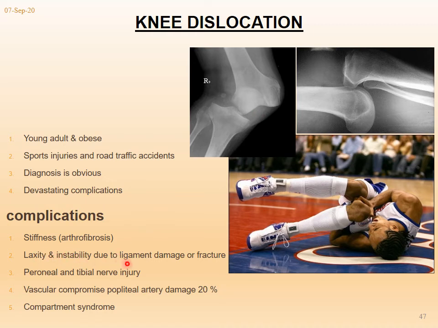Laxity or instability due to ligament injury, because when the knee dislocates, the anterior cruciate and medial and lateral collateral ligaments become torn, and they produce instability. The patient will complain that when he walks his knee is unstable, it moves in abnormal directions. Peroneal and tibial nerve injury, because the peroneal and tibial nerves are in close proximity to the fibula and tibia, so they can get damaged. The most devastating complication is vascular compromise, injury of the popliteal artery.